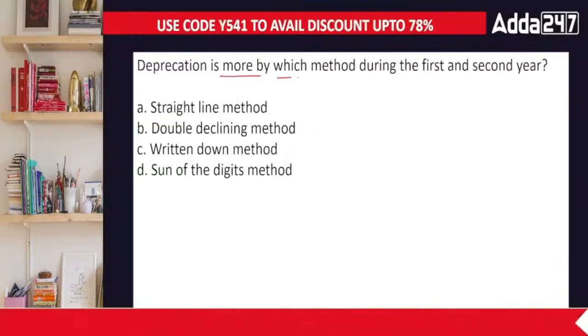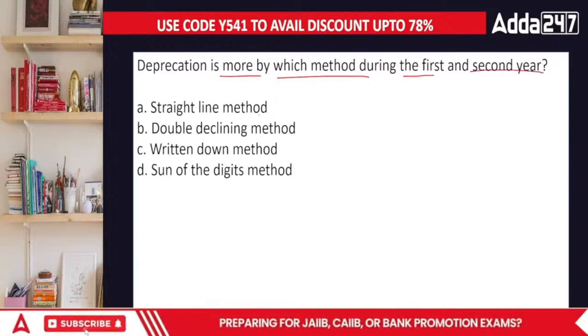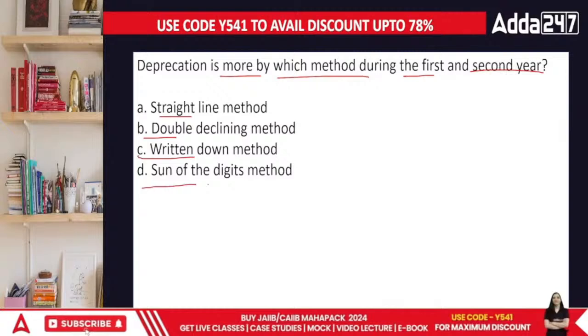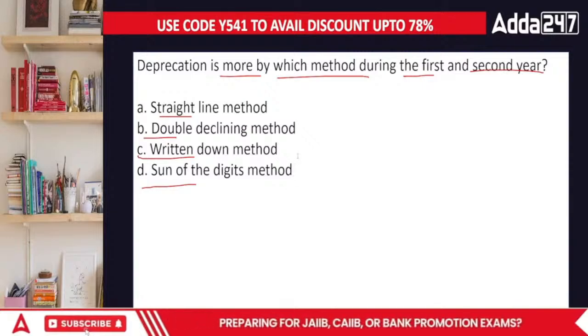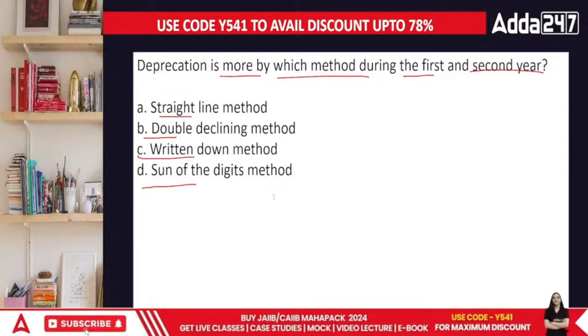Depreciation is more by which method during the first and second year? Straight line, double declining, written down value, or sum of digits method? More in the beginning and lesser in the end. According to you, which one would it be, everyone? But the straight line method says the same value.